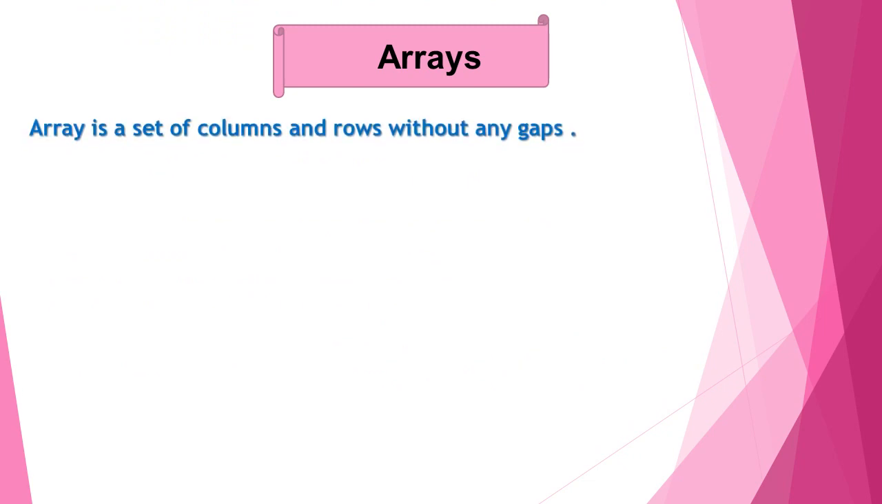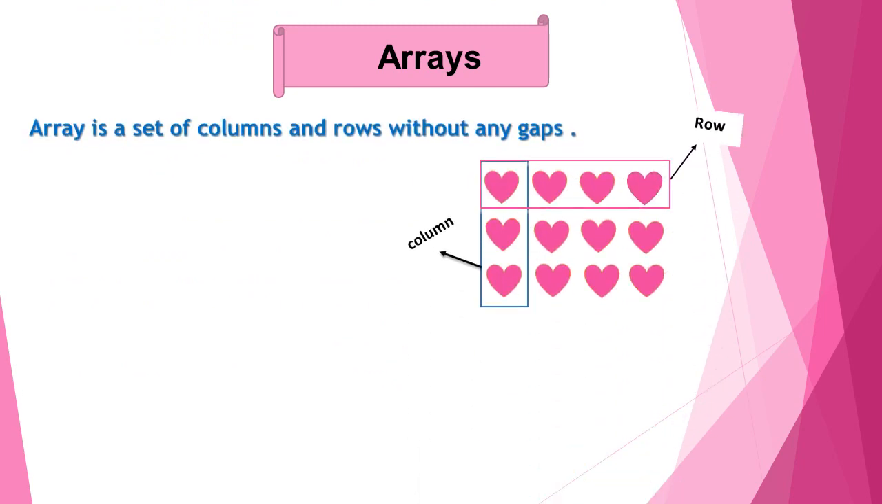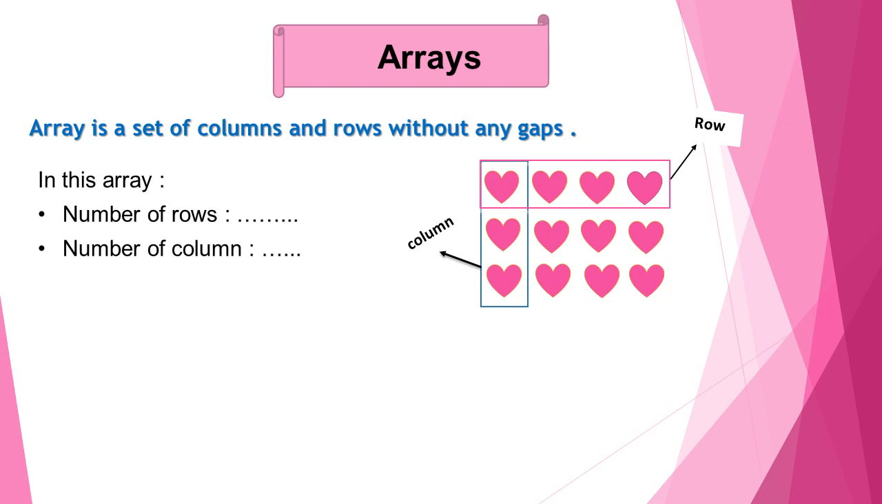Here we will study arrays. An array is a set of columns and rows without any gaps. For example, this array, we have here some rows and some columns. The horizontal rectangle tells me row, the vertical rectangle tells me column. In this array, we should learn how many rows and how many columns. The number of rows here, 1, 2, 3. Then we have 3 rows. Number of columns, 1, 2, 3, 4 equals 4 columns.